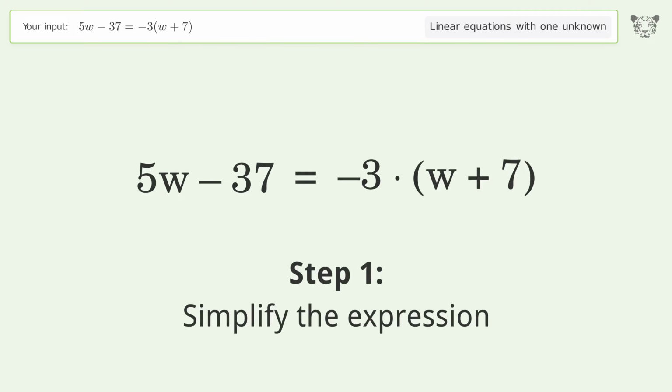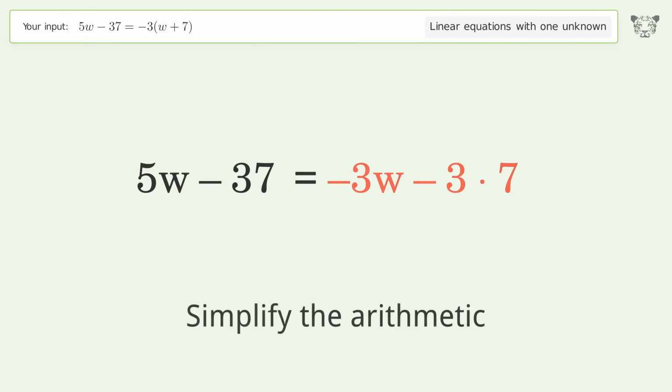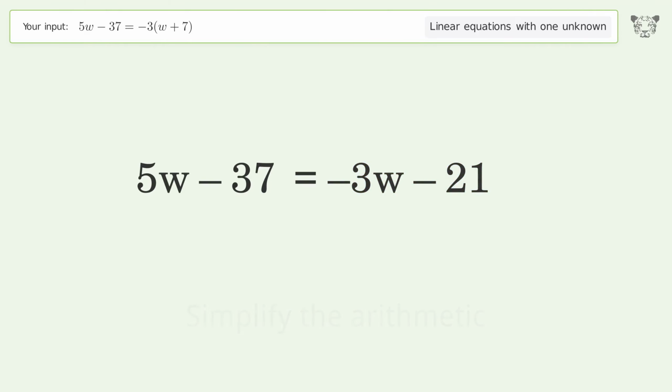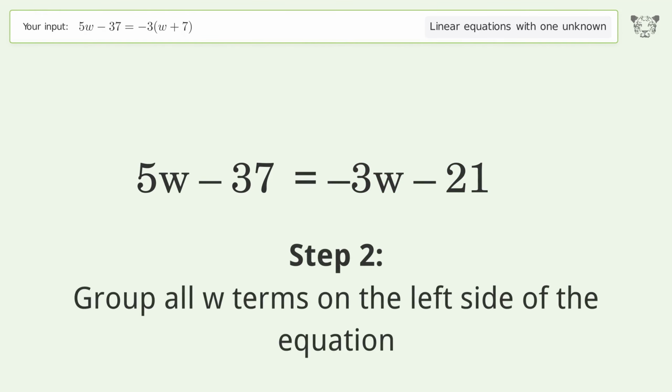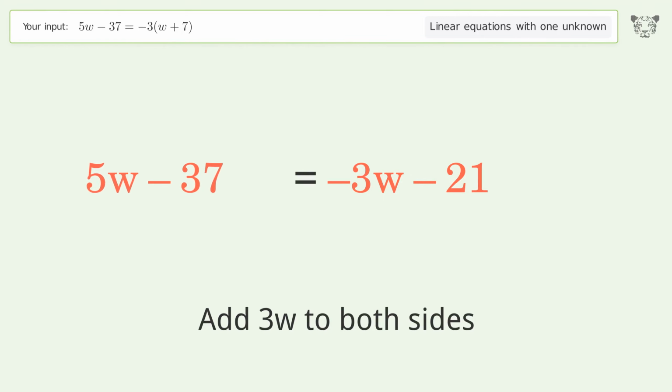Simplify the expression. Expand the parentheses. Simplify the arithmetic. Group all w terms on the left side of the equation. Add 3w to both sides.